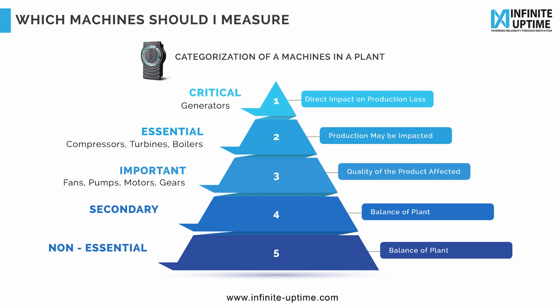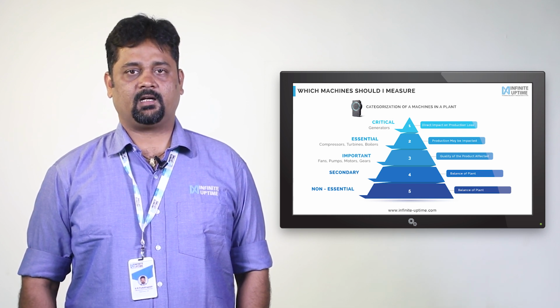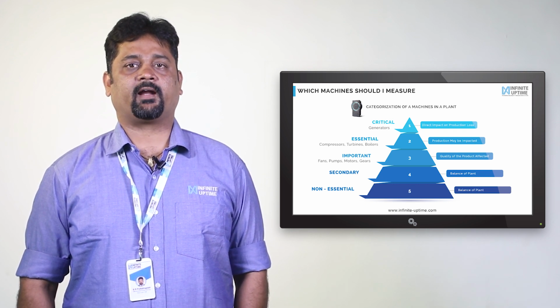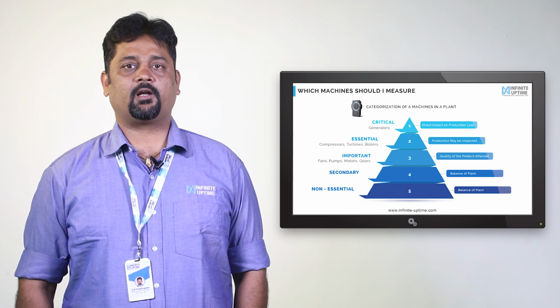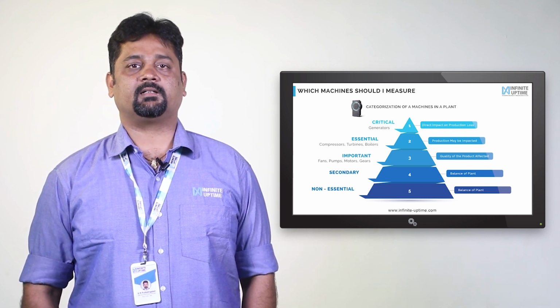Let's understand categorization of machine types. In any industry, we can broadly categorize machines in 5 groups. First, critical group. These are equipment that your factory production or operation depends on. If this equipment fails, production stops. Second, essential group. Equipment that is highly important to factory operations. Failure may not cause an immediate work stoppage, but production may be impacted.